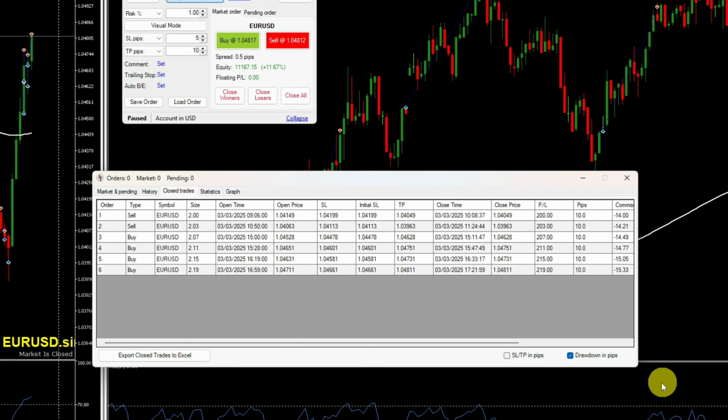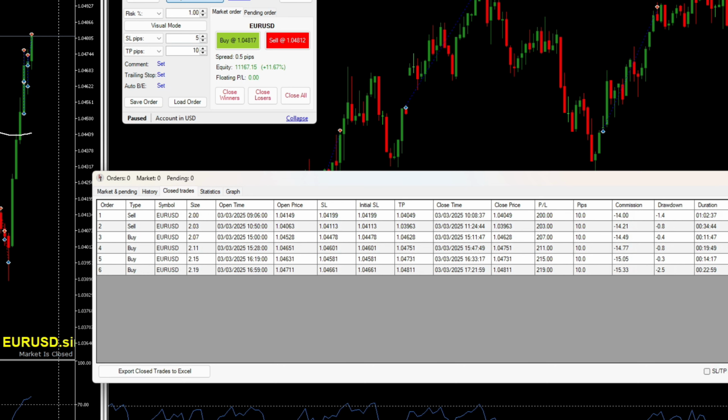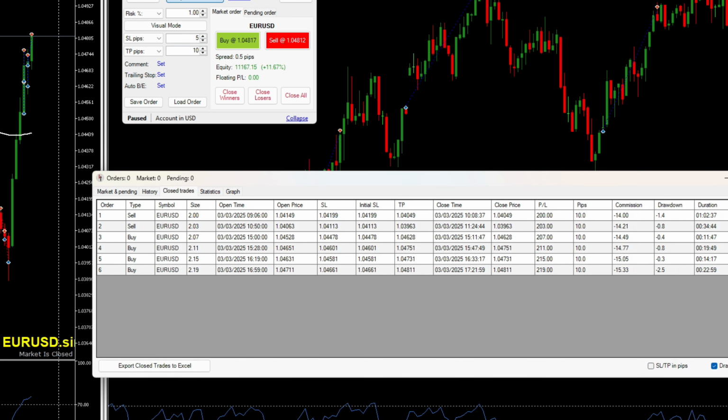And let's have a look at the stats. This will actually show the drawdown as well. So we can see on our trades, minus 1.4 pips, minus 0.8, minus 0.4, minus 0.8, minus 0.3, minus 2.5. So we only got, at worst case scenario, halfway into our drawdown.